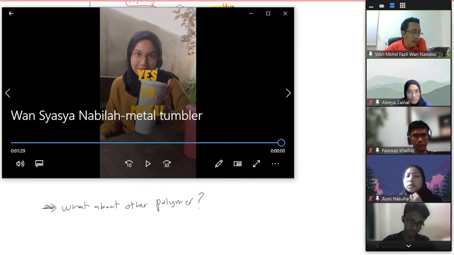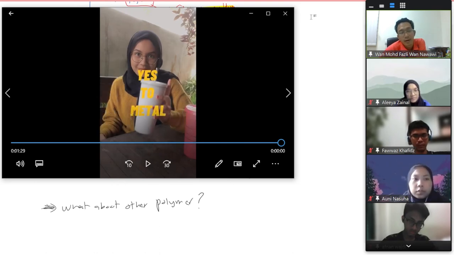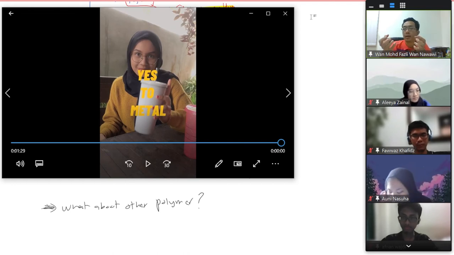Okay, we have seen before Shasha talking about the use of plastic, the difference between using plastic and metal as your container for food or drinks. So here it said yes to metal and no to plastic. The reason is that some of the molecules in the plastic can leach out into your drink or whatever, especially when you put a hot drink in the container. Because when something is heated, you know plastic will melt, right? Plastic has a lower melting point than metal.